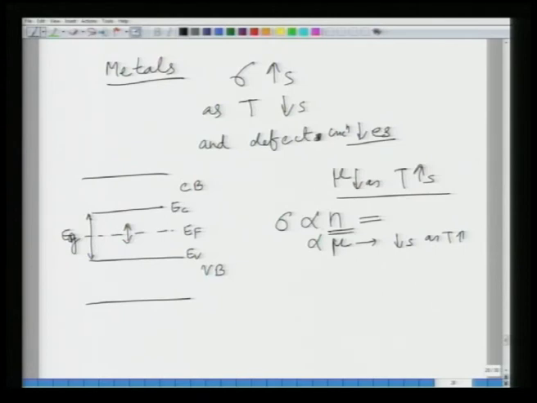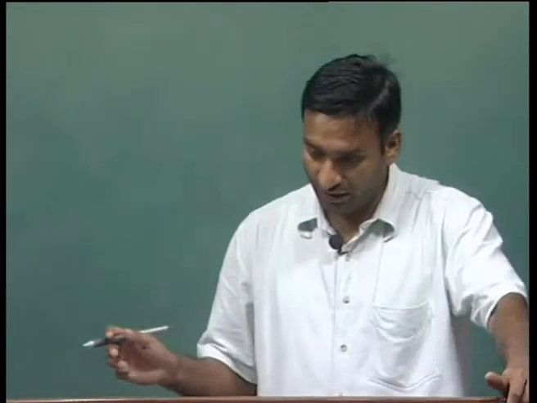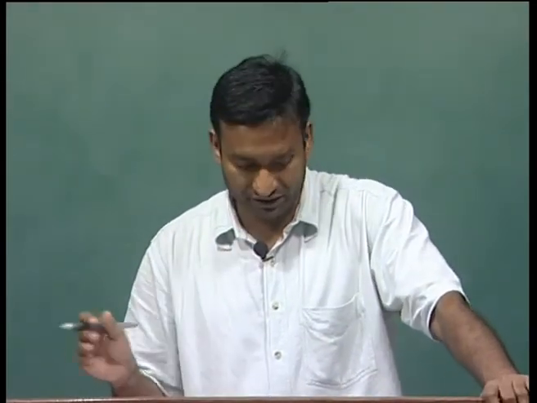In semiconductors, since the carrier concentration is dependent upon the band gap, as temperature increases, N increases. So, as a result, the conductivity tends to increase in semiconductors as the temperature is increased. This is also true about ionic solids. In ionic solids, as you increase the temperature, the concentration of mobile species, such as vacancies, goes up.